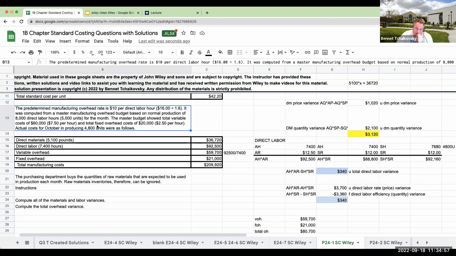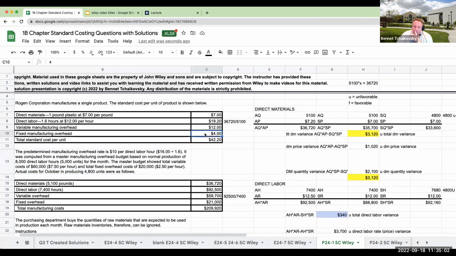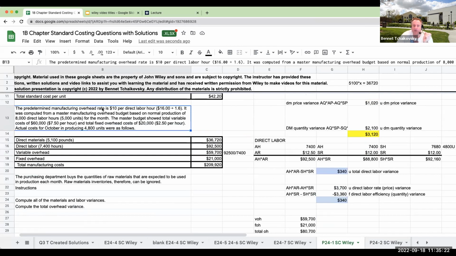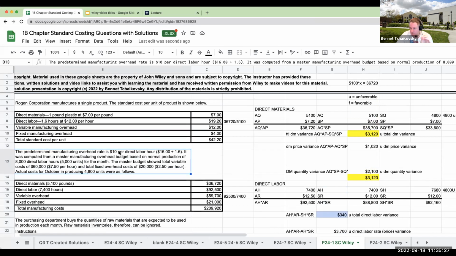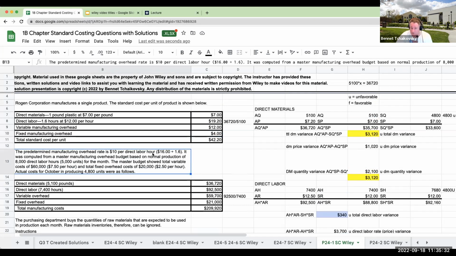Now, what's really messed up about this, and why I do not like it, is that they did some kind of funky conversion. They said, here are the rates, but then you had to divide by 1.6 because it's 1.6 per unit. And for me, I'm not going to take the time to figure out this part of it. So what we're going to say is that the predetermined manufacturing overhead rate is $10 per direct labor hour, or 12 plus 4 is 16, divided by 1.6.